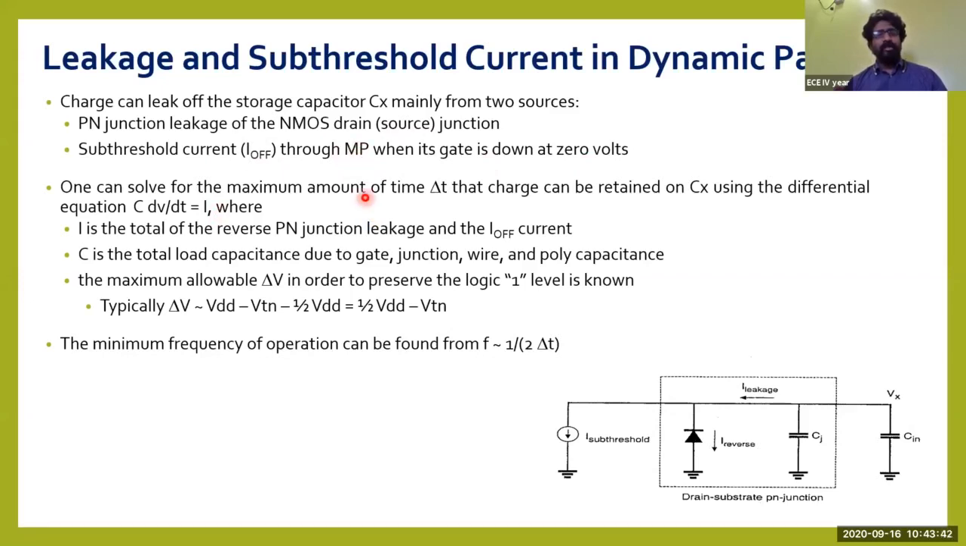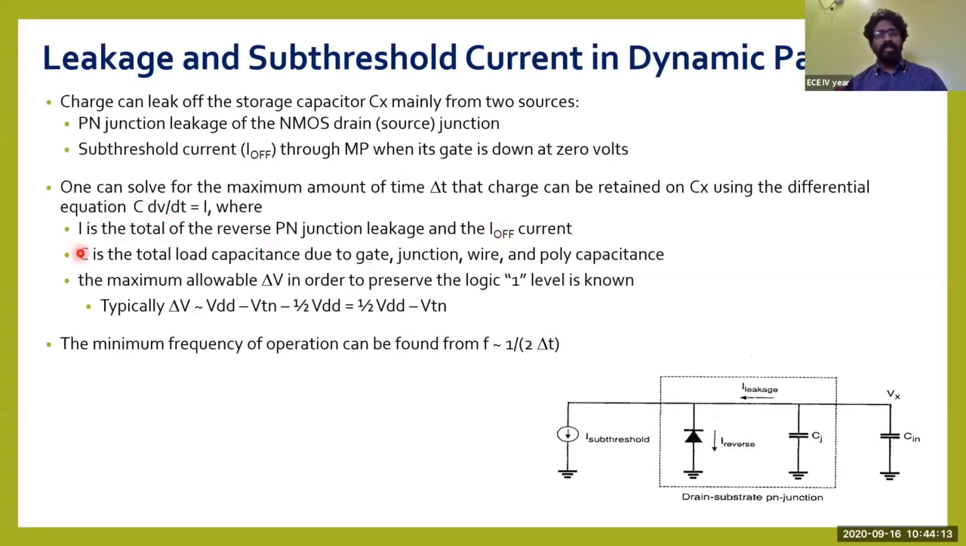Now, one can solve for the maximum amount of time that charge can be retained on the CX, the capacitor which is connected to the output, which we call the storage capacitor, using the differential equation. That is this formula. We all know that I equals C dV by dt. That's the amount of current which is stored in a capacitor in the form of charge. So I equals C dV by dt, where I is the total current of the reverse PN junction leakage and also the subthreshold current.